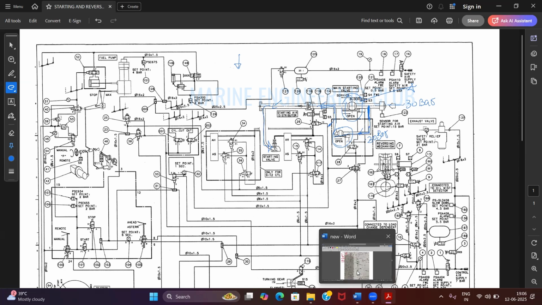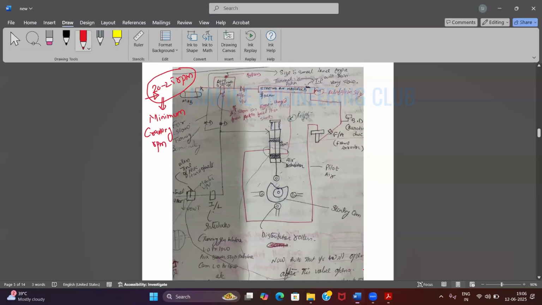Before that, I'll come to a simpler diagram. This is the same diagram I'm going to explain to you, that I've drawn over here. This one. So can I start with this? Yes, sir.